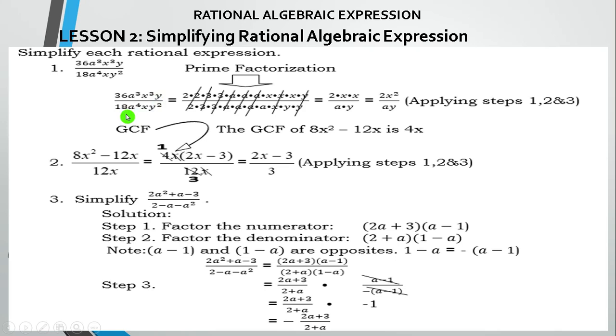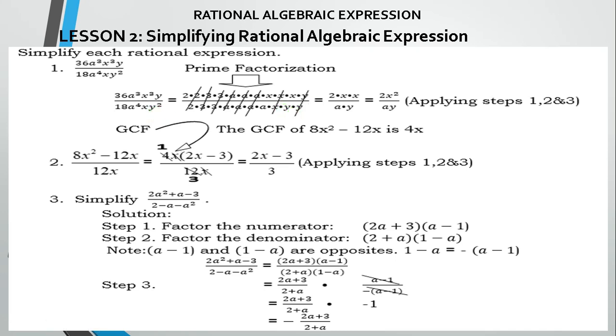Sa ating denominator, we have 18. 18 is pwede nating gawin ganito. 2 times 3 times 3 because 2 times 3 is 6 times 3 that is 18. Okay? Then a to the power 4 or raised to the power 4. A times a times a times a, apat na a. Then we have x. Isa lang yung x natin. And ating y is y squared, therefore y times y.